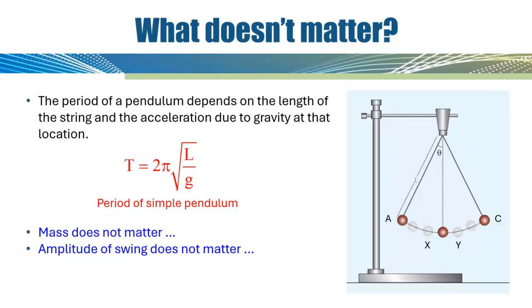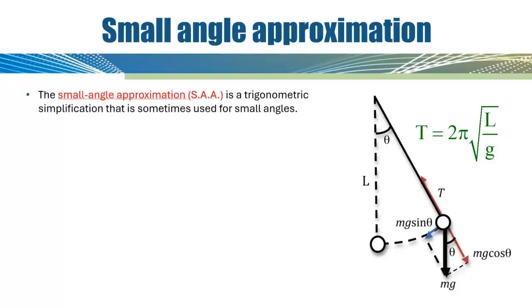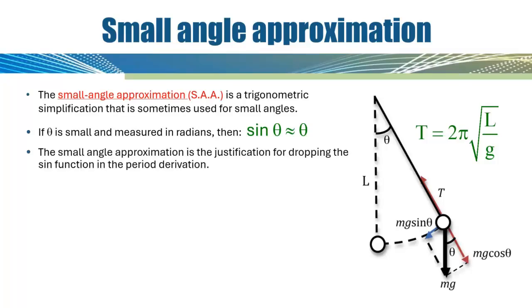It takes the same amount of time to go from point A to C as it does to swing from point X to Y. When deriving the equation for the period of the simple pendulum, the small angle approximation was used. The small angle approximation is a trig simplification that is sometimes used when theta is small. It says that if theta is small and measured in radians, then sine of theta is approximately equal to just theta itself. This means that the sine function was dropped in the derivation.